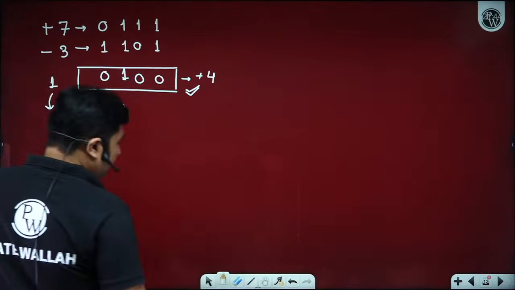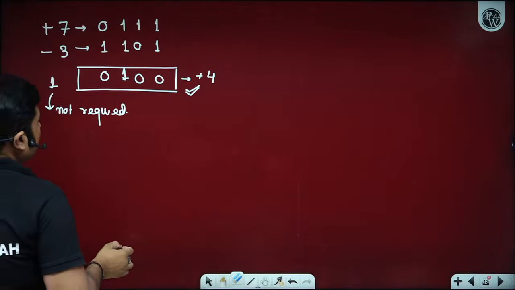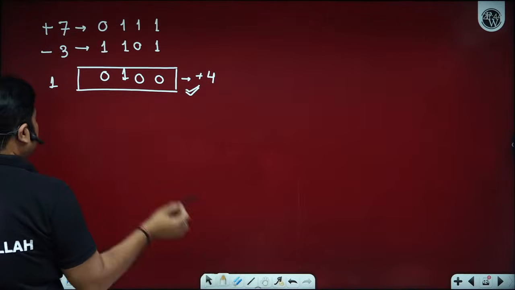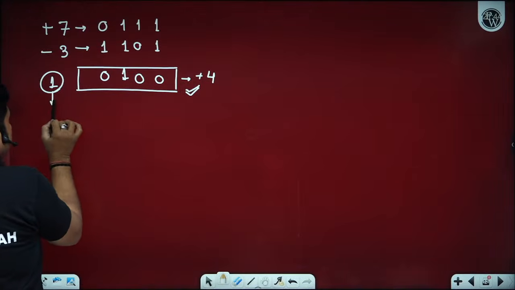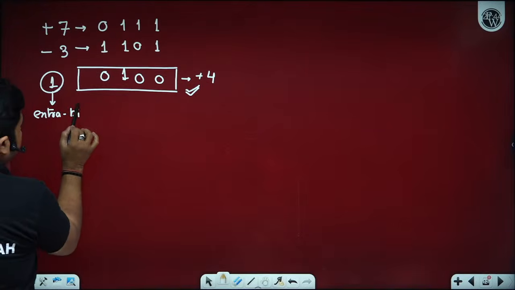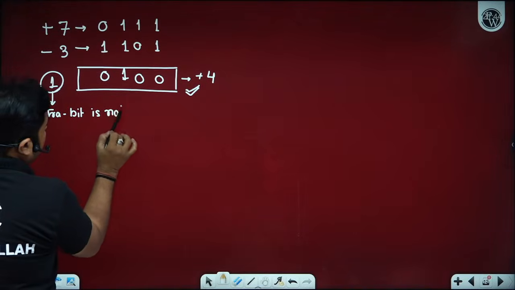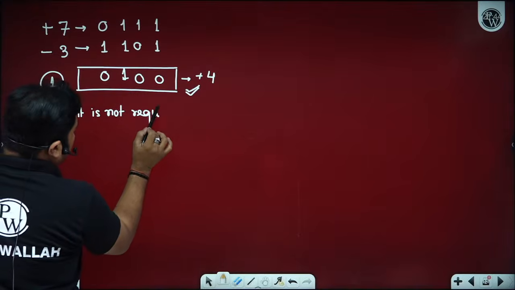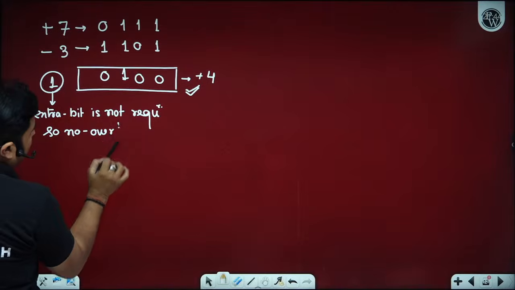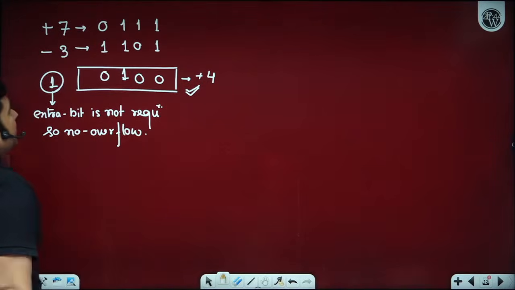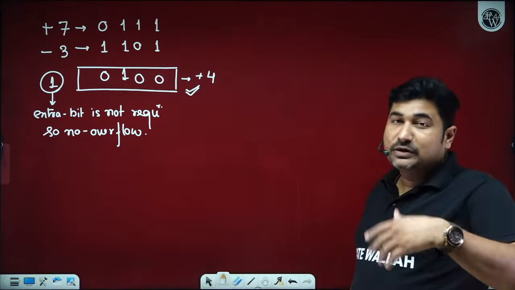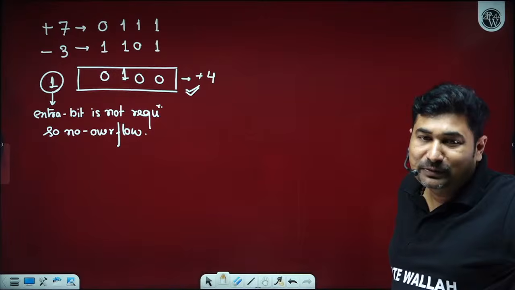How many of you are able to understand? When the extra bit is required, overflow occurred. When the extra bit is not required, so no overflow. Whenever the extra bit is required, overflow occurred. Whenever the extra bit is not required, overflow does not occur. How many of you are now able to understand? Can you please let me know?